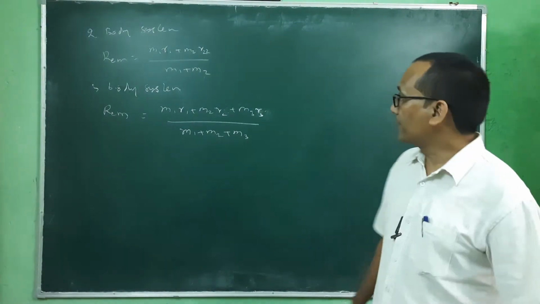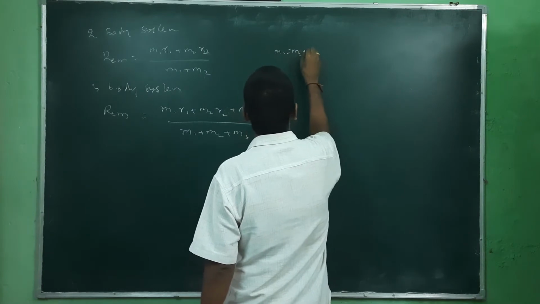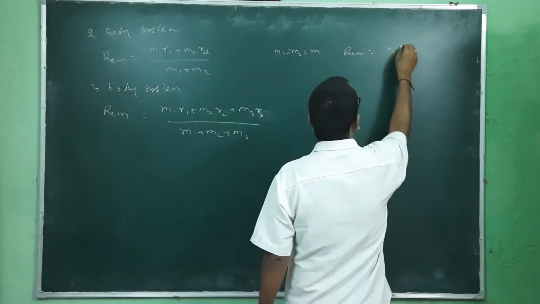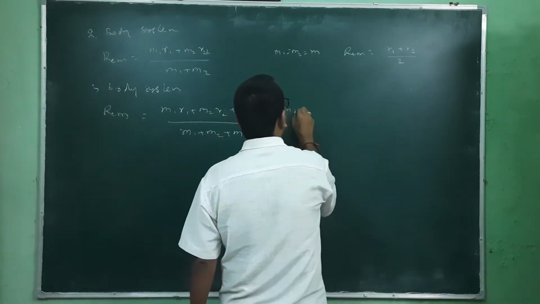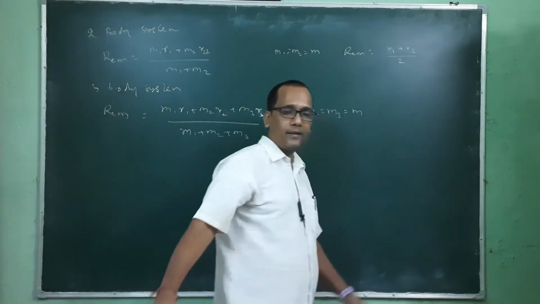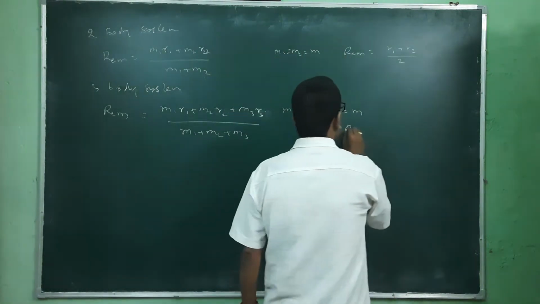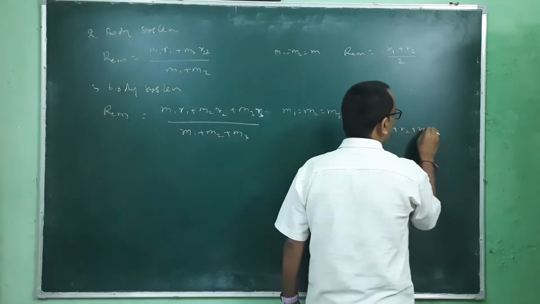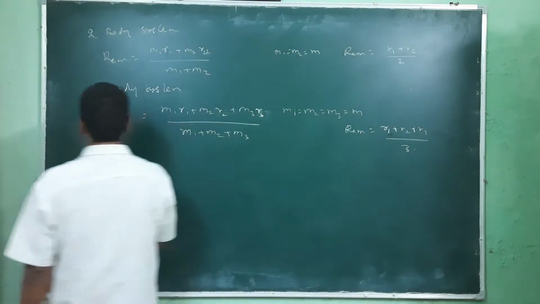So this is the vector, and if M1 is equivalent to M2, equivalent to M3, equivalent to M, meaning all particles are identical in mass, then RCM is just the average of the positions. So RCM is equal to R1 plus R2 plus R3 by 3.